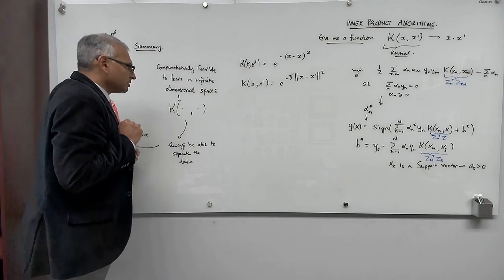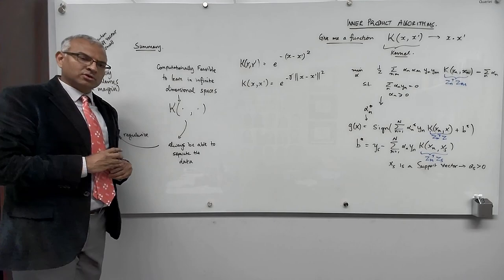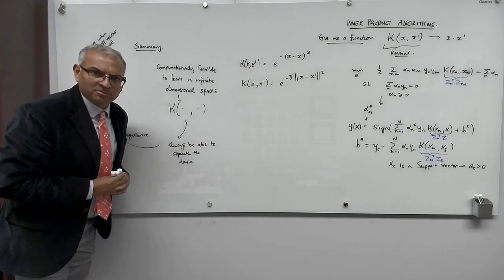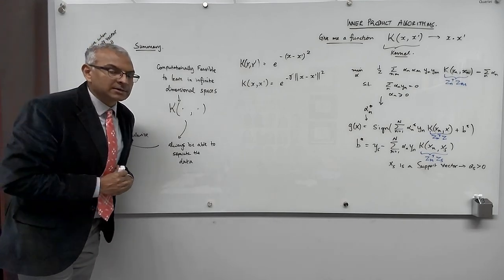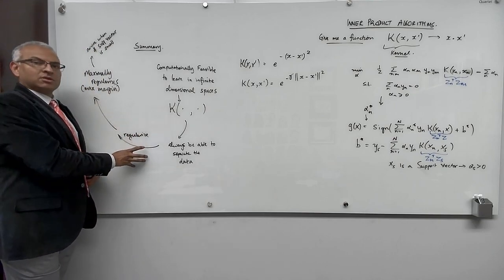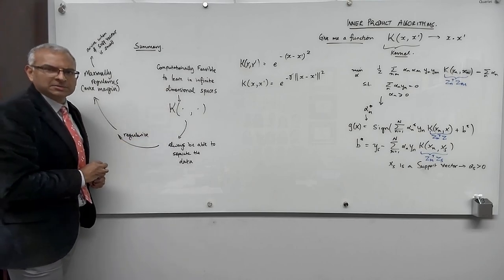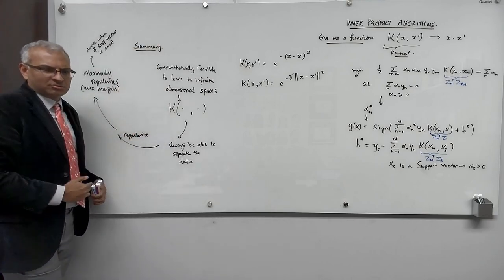But that alone is not enough. That just allows us to go into a huge dimensional space and efficiently perform the learning. Doesn't mean that the learning will work. For the learning to work, you have to have this maximum margin, this maximum regularization. You have to not use all that power, even though it's available. Use only the power you need. Become maximally robust to measurement error.